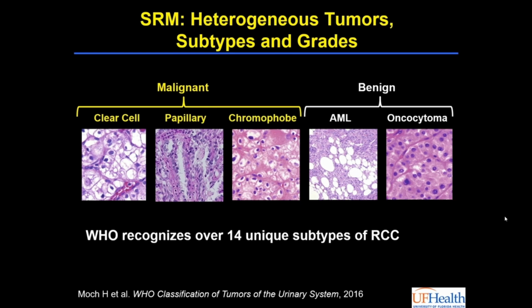Now, throughout the presentation, I'm going to be emphasizing the term clear cell renal cell carcinoma. That's the tumor on the far left, as this is the most common, but also the most aggressive kidney cancer. And then I will also be mentioning oncocytoma, which is on the far right, which is the most common benign kidney tumor.